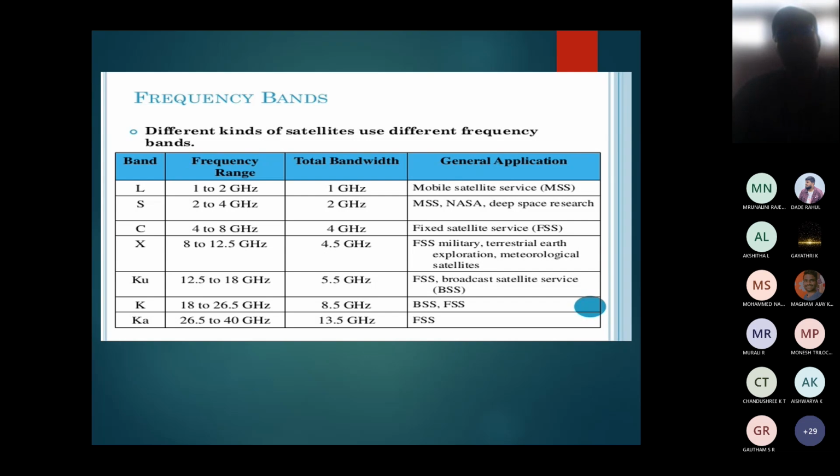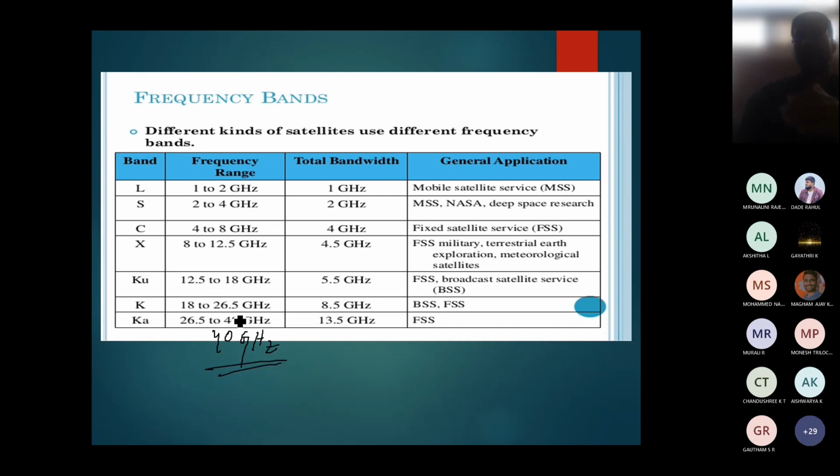If it comes to the frequency band, we are using the microwave frequency band for the communication of the satellite, and mostly from 1 gigahertz up to 40 gigahertz frequencies we are using for satellite communication. So those frequency bands have a total bandwidth of 40 gigahertz. So the satellite communication has a total bandwidth of 40 gigahertz.